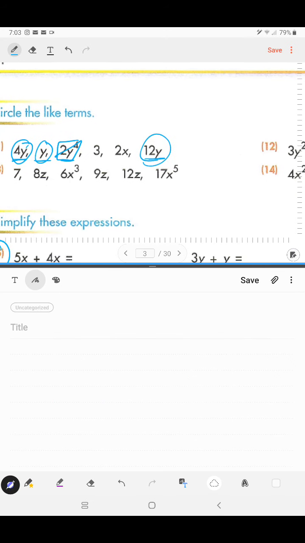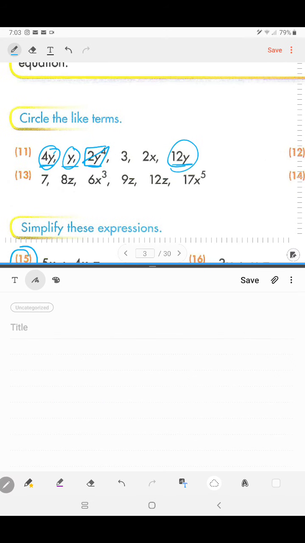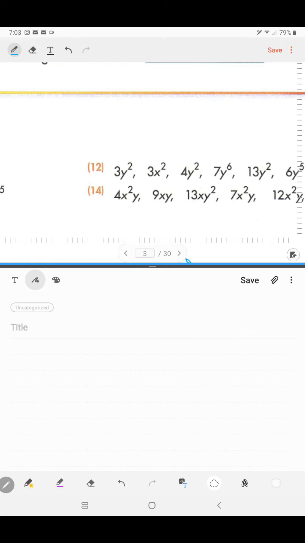Okay. For 13, you've got z. So those are all the same because they all have just one z. So those are all the same. And then we have one that is x and x, but again, the exponents are different, so they are different. Okay.